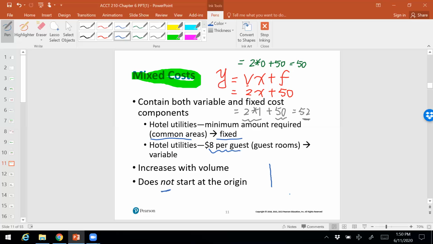Why? It will start at $50 for us, because even if you don't drive, you still have to pay $50 as the fixed cost. So this intercept will be our fixed cost, and this slope will be our variable cost, which is $2. So this line equals y = 2x + 50. We start at 50, and for each one more unit increase, we increase by $2, the slope.